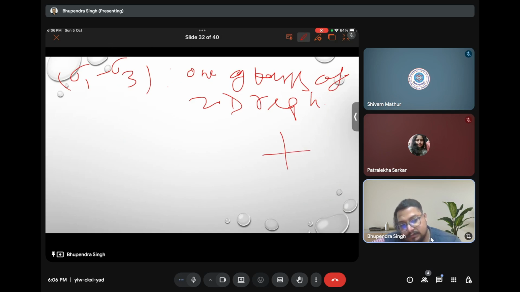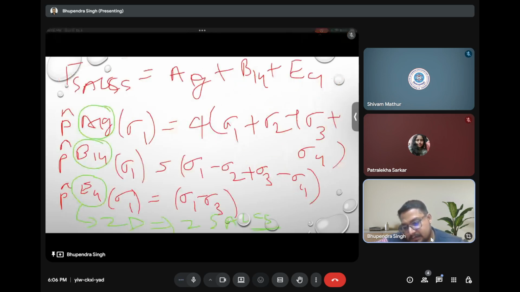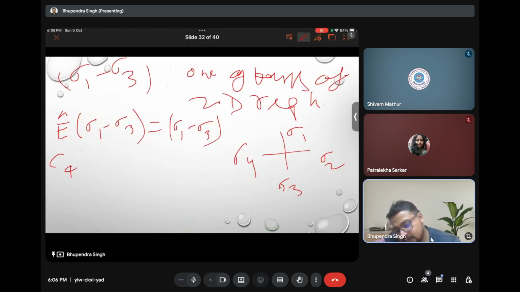We already know this sigma 1, sigma 2, sigma 3, sigma 4. Now let's try the operation on this basis. What you get? The same basis, sigma 1 minus sigma 3. If you apply the next symmetry operation, what is that? C4. C4 on sigma 1 minus sigma 3. Tell me what you will get.